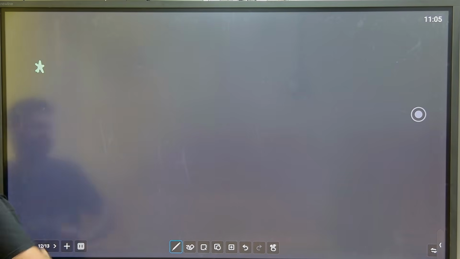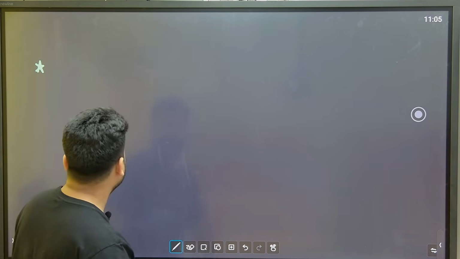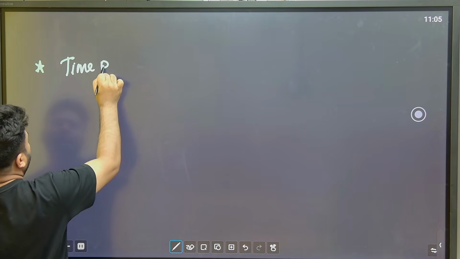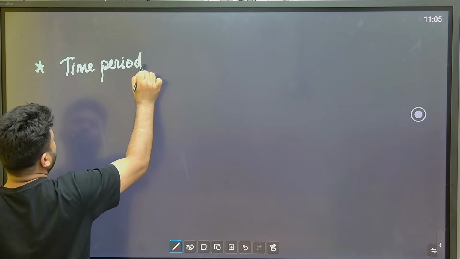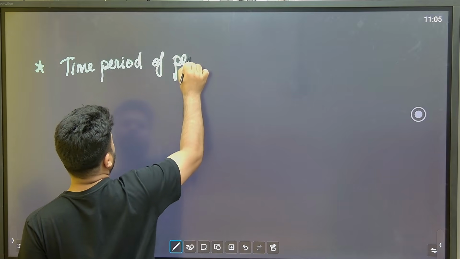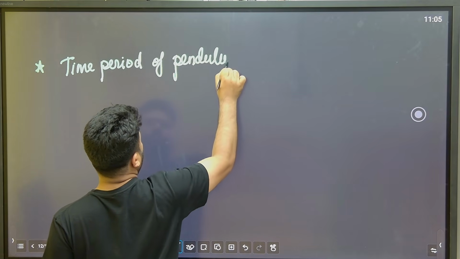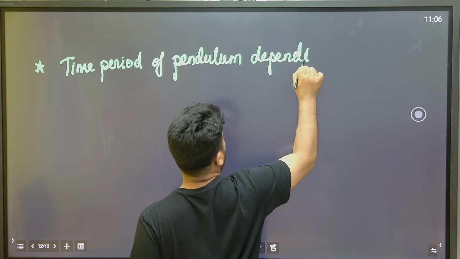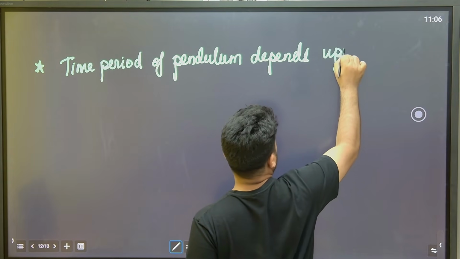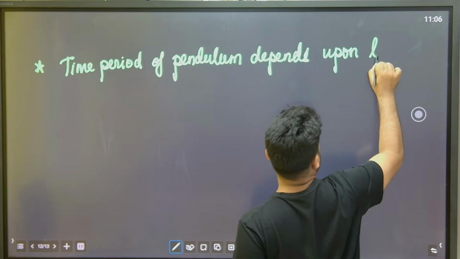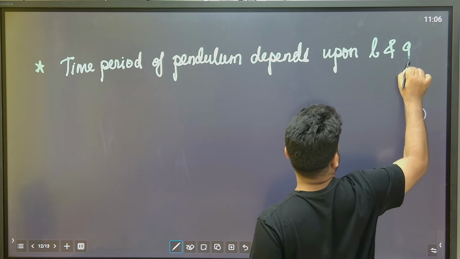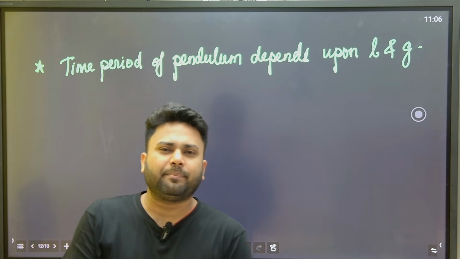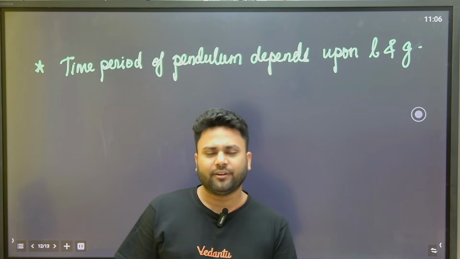Next type of question what they give, that they say that time period of pendulum depends upon its length and acceleration due to gravity. We all know that time period depends upon length and acceleration due to gravity.